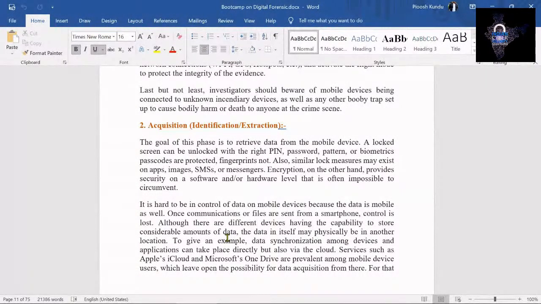Now, it is very hard to control data on mobile devices because the data is mobile as well. Once communications or files are sent to a smartphone, control is lost. Although different devices have the capability to store a considerable amount of data, the data itself may be physically located in another location. For example, data synchronization among devices and applications can happen between devices, but also via the cloud. Services such as Apple iCloud and Microsoft OneDrive are prevalent among mobile device users, and can leave open the possibility of data acquisition from them.